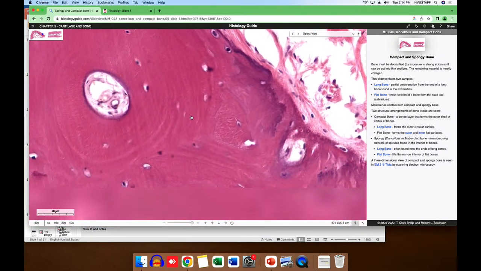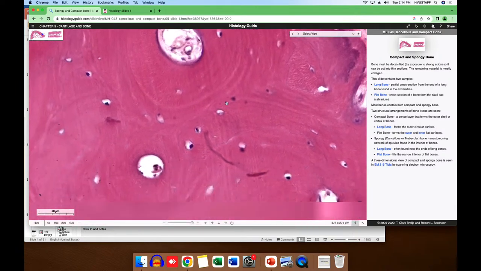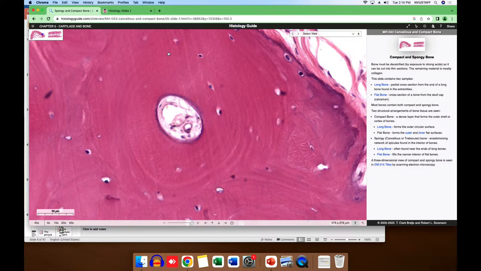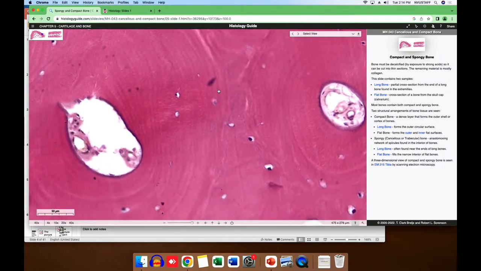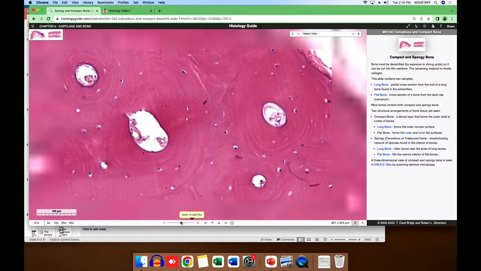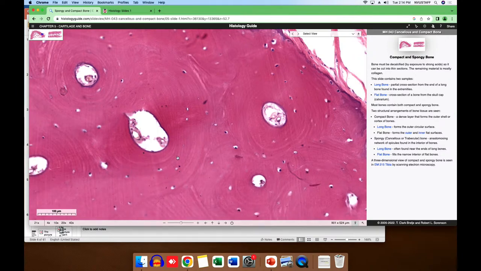Oh, excellent. So what you see here are structural units of compact bone. Look, this round-shaped structure. Look, this one, for example, that one, or this one here. In the middle you see the Haversian canal, and this Haversian canal is surrounded with layers of compact bone.